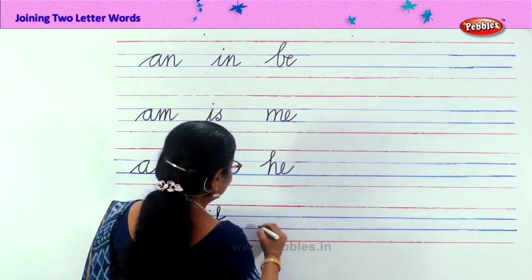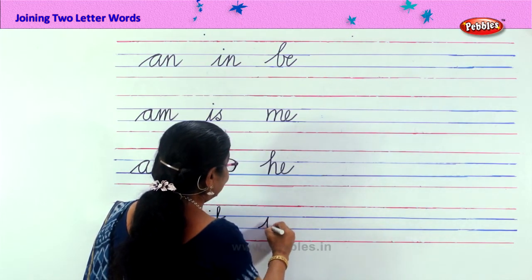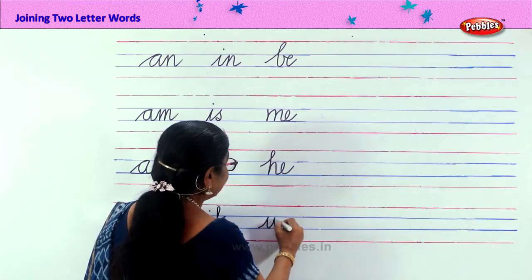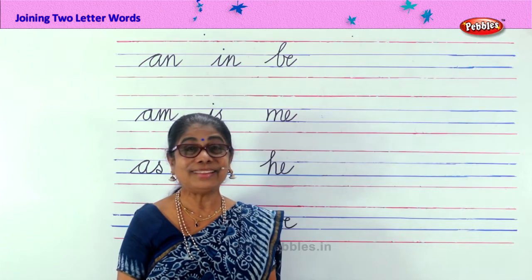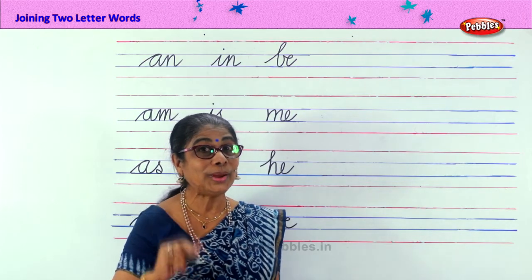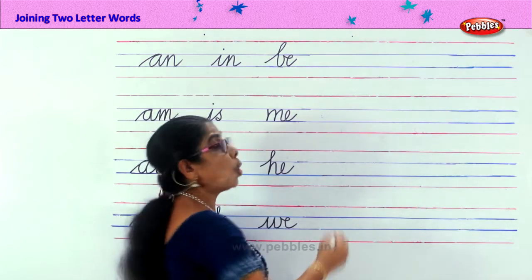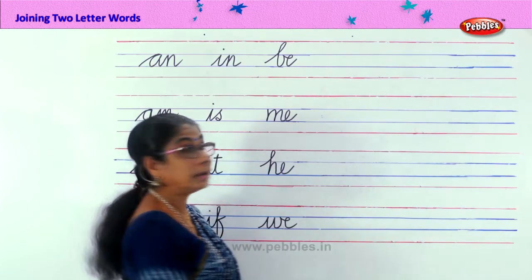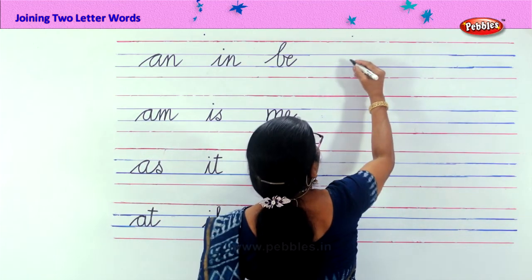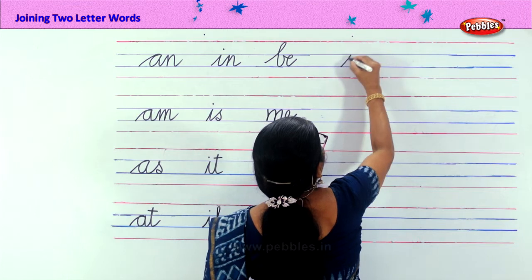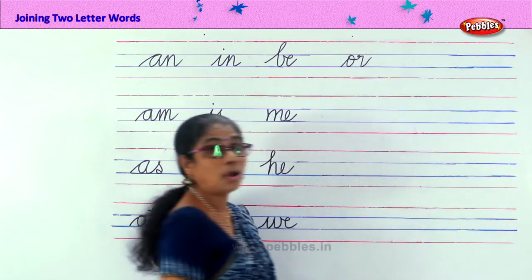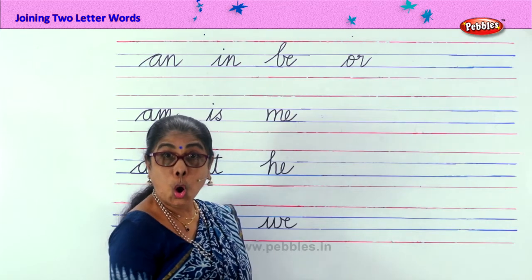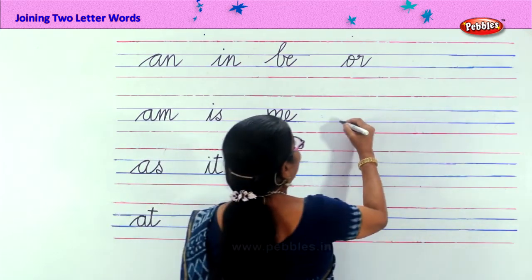Next, we, all of us, we. W, E, we. Learning to join two letters. Now let's take O. O, R. How do you write small o? Then R. Or. On. O-N.